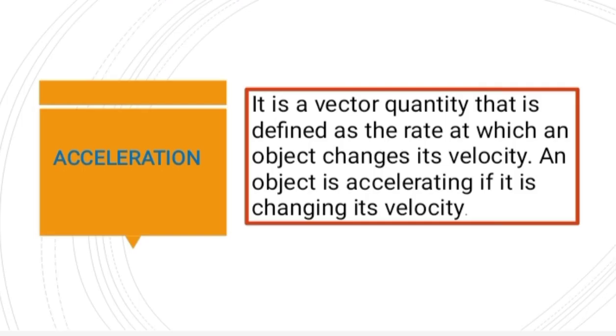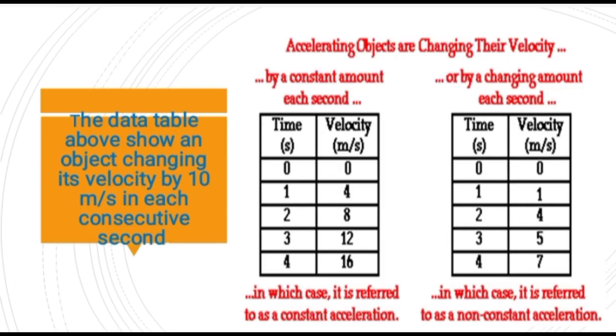So when we say acceleration, it is a vector quantity. It means that there is magnitude and direction, which is defined as the rate at which an object changes its velocity. So an object is accelerating if it is changing its velocity. Consider these accelerating objects which are changing their velocity.